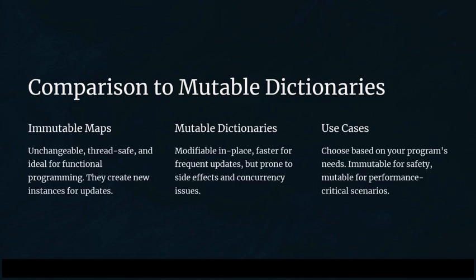Mutable maps use less memory than immutable maps, and they are fast. But there is a chance of side effects in mutable maps. Now we can see the use cases of both. Choose based on your program's needs. Immutable for safety, mutable for performance critical scenarios.